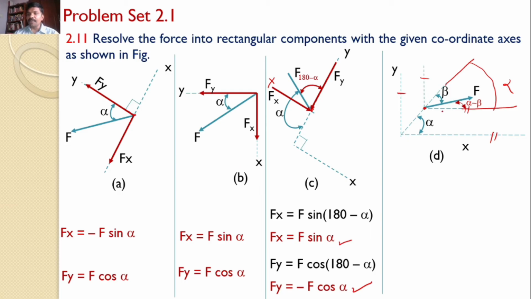Since the force F makes an angle alpha minus beta with the x-axis, I can resolve the force along the x-axis, Fx, which has the magnitude F cos(alpha minus beta). And similarly Fy, which is also divergent, is given by F sin(alpha minus beta).